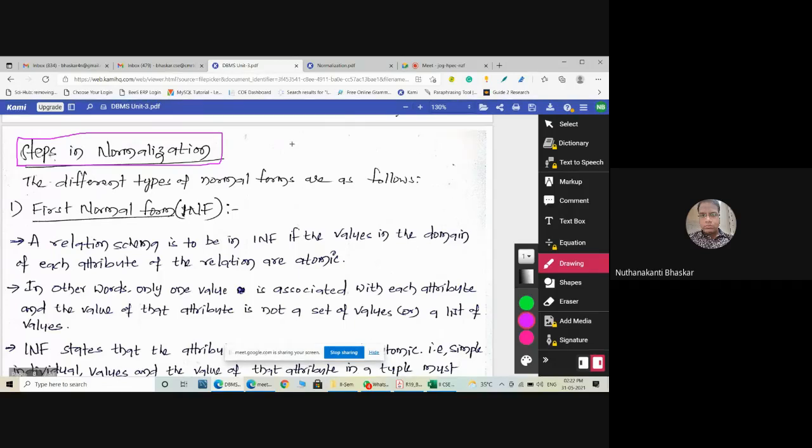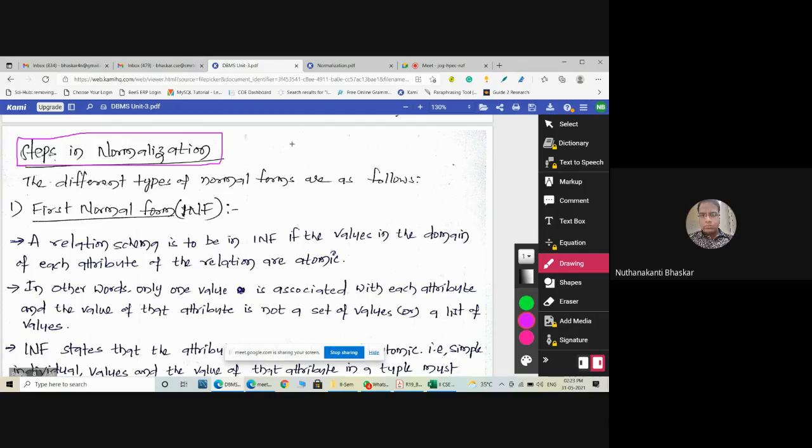How can we avoid the redundancy? By using decomposition of relations. By applying normal forms, remember. As a database management system learner, SQL learner, you must say that by applying normal forms, we are going to avoid the redundancy. Are you clear? All of you clear? Yes, sir.